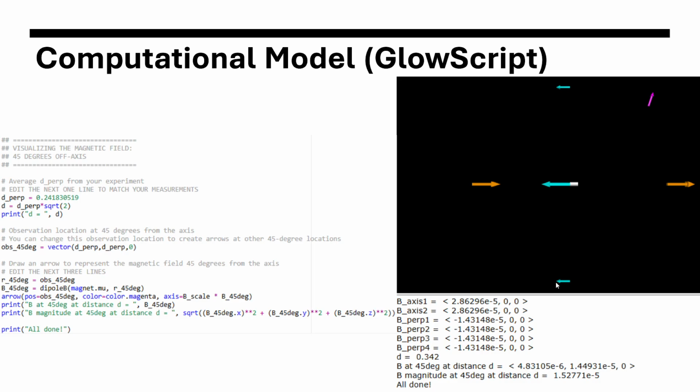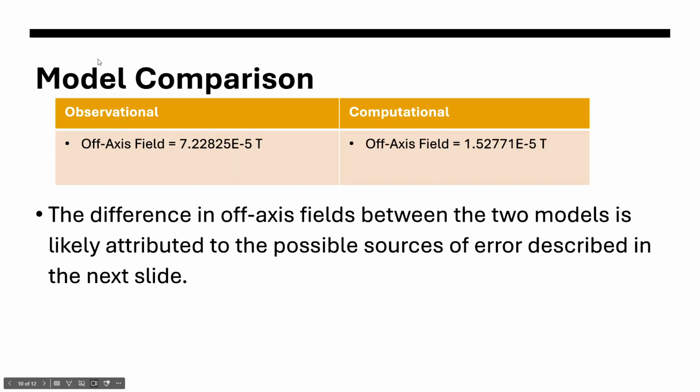But you can see the perpendicular arrows and the axis arrows, and they're looking about how we would expect them to. And here are the exact values and magnitudes down here. And then we can compare the magnitude of the off-axis field.